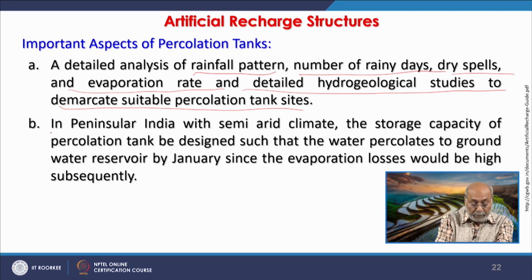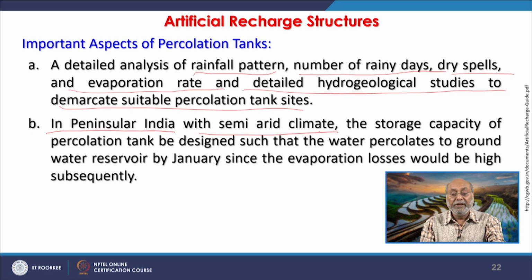So, in Peninsular India, a large part of India where we have semi-arid climate conditions, the storage capacity of the percolation tank can be designed such that the water percolates to the groundwater reservoir by January, before the temperature starts rising.